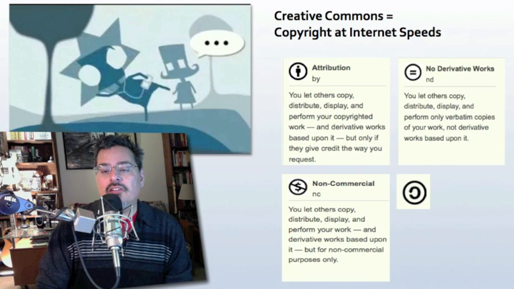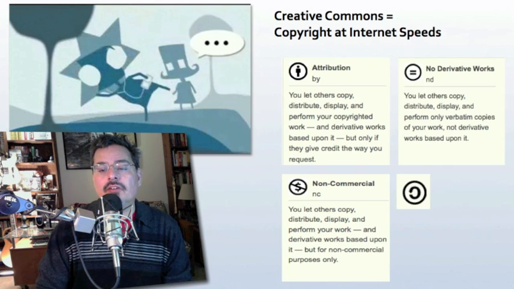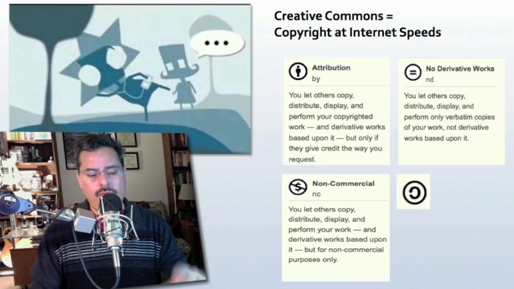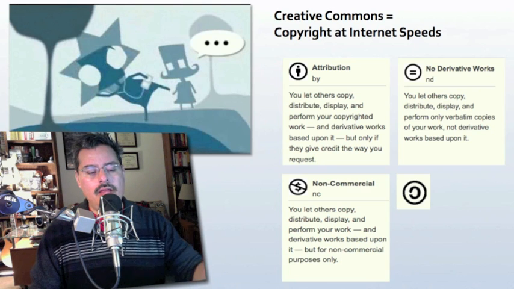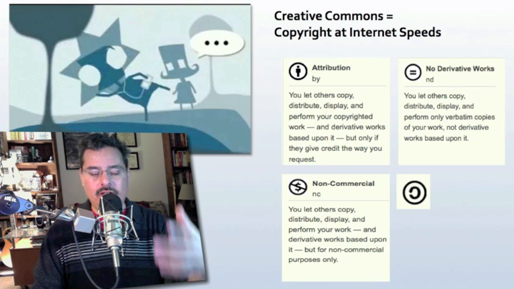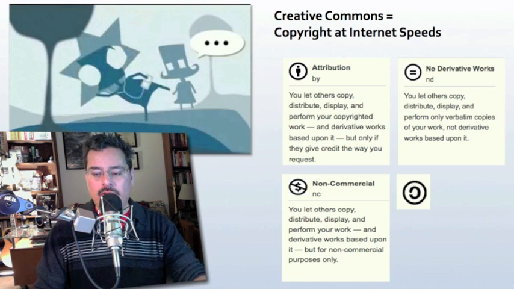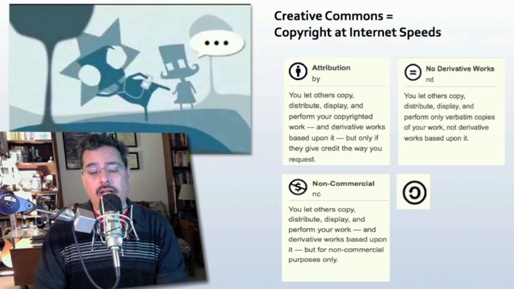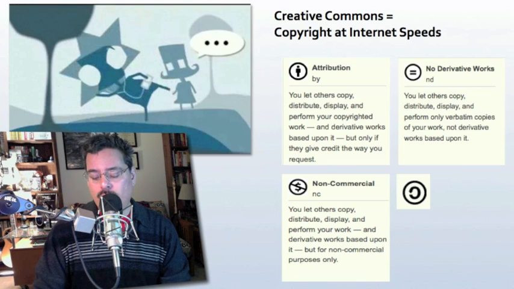The equal sign is no derivative works. Basically, if you have a no derivative works symbol on your work, then you are allowing others to use the work, but they can't change it. So if it's a color photograph and it's being used by someone else, then it needs to stay a color photograph. It can't be changed. And so that's the no derivative works symbol.